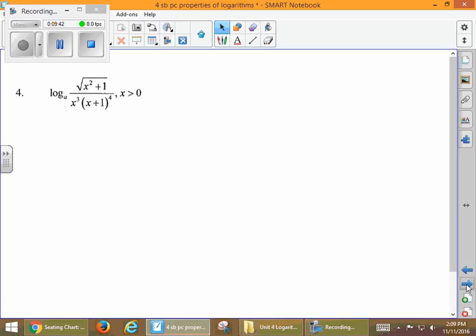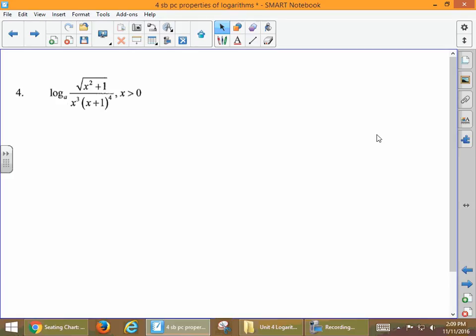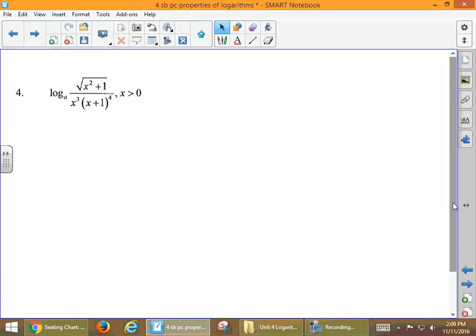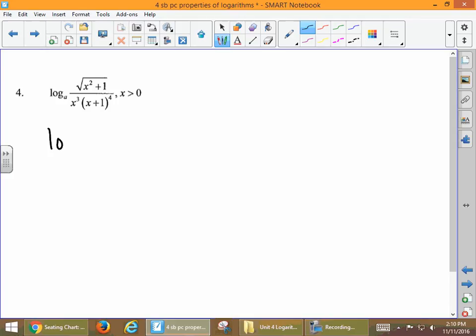So we've done 3. Let's move on to 4. And once again, what we see in here is the x squared. So again, problem number 4. Before we apply our properties to these logarithms, let's rewrite the square root of x squared plus 1, which we just saw in problem number 2, again. So we can rewrite this problem as log base a of x squared plus 1 to the 1/2 power.